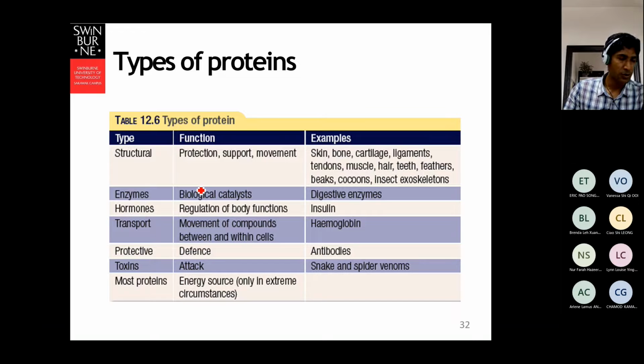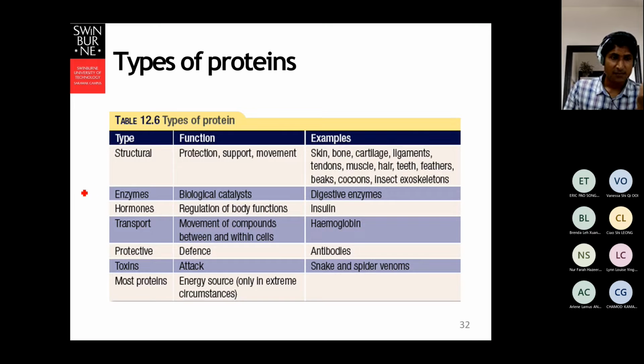What do they do actually? Structural proteins provide protection, support, and movement. All the structures in our body, the skin, bone, cartilage, feathers, cocoons, insect exoskeletons, and muscles are all different types of proteins. Different types of protein still have amino acids and carboxylic groups, but the length of the amino acid chain may be bigger or shorter, or their branching may be different. The structures are different.